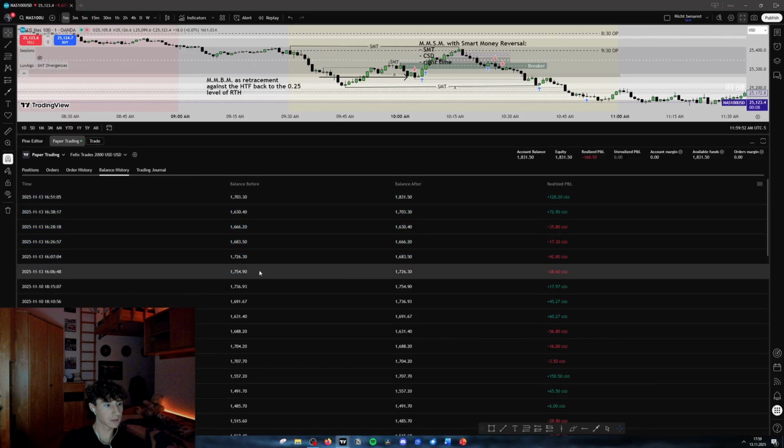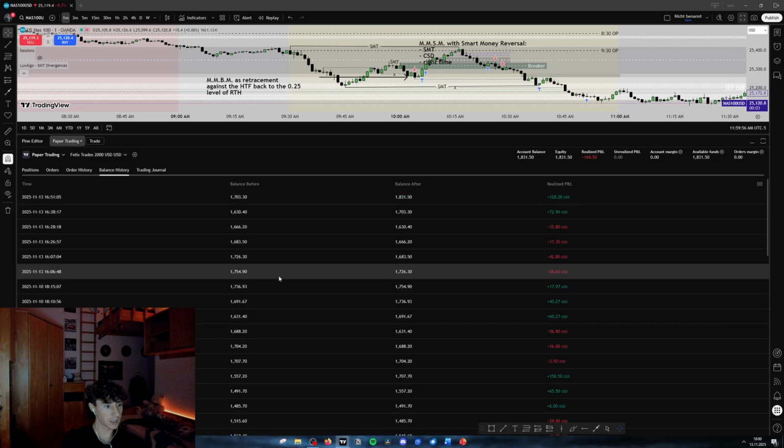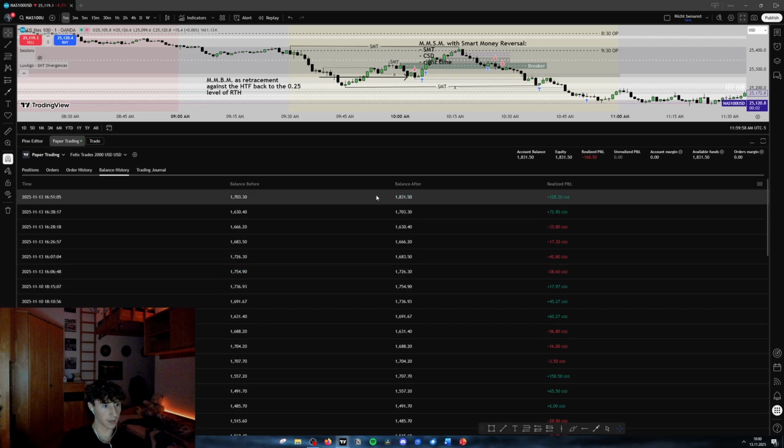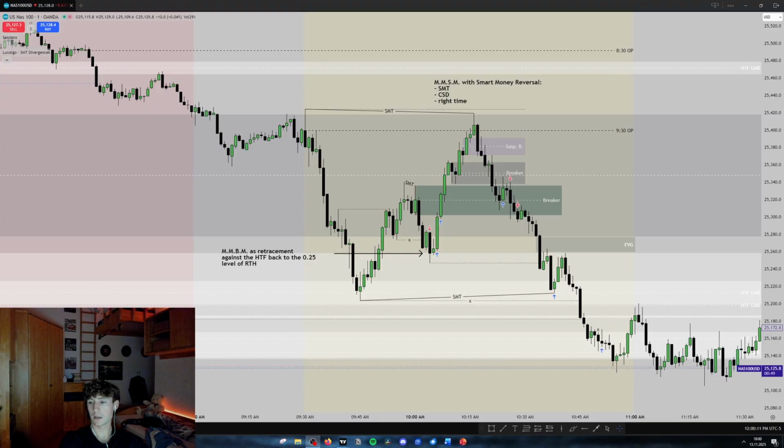So right here you can see balance before and balance after. About $80 or something. Not bad for the day because I had 2 losing trades, 1 winning trade, and that's basically it. I still have something to learn. I think there's always something to learn, but I'm definitely getting better, and I think we will get there.